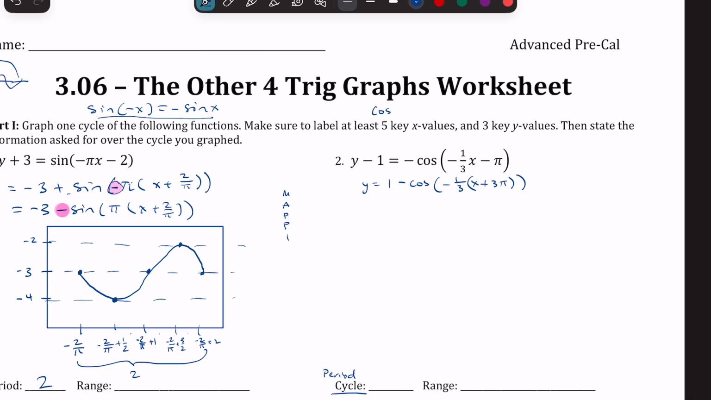Okay, well, here's the deal with this. I can remember cosine of negative x is the same thing as the cosine of x because cosine is an even function. If I graphed it, it would be reflected over the y-axis. So if I plug in the negative x, it's the same as the positive x. But when I reflect it over the y-axis, it's the same graph. So it's really just 1/3 times x plus 3 pi. Great.